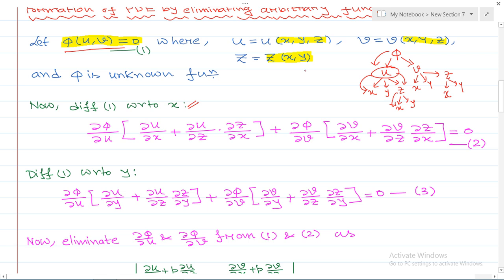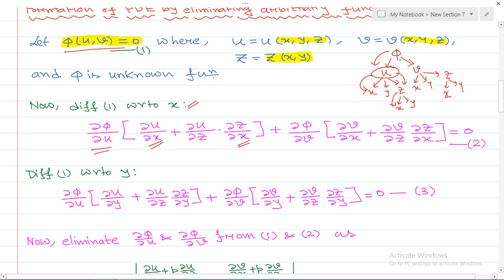So first of all, phi with respect to u, that is del phi del u. Now we are going inside the function u. So u with respect to x, since it is a direct relation, we can do it directly, del u del x, plus now u depends on z, z depends on x, so del u del z into del z del x. So one part or one side of the differentiation we have done.